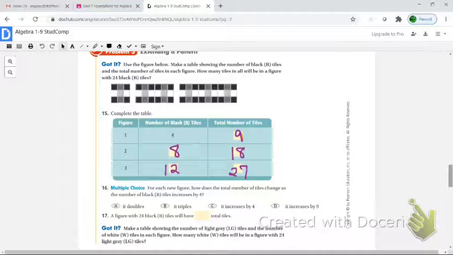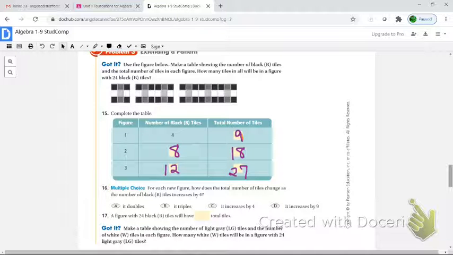Okay, for number 16, it says, for each new figure, how does the total number of tiles change as the number of black tiles increases by 4? Well, the total number of tiles is multiplying by, what's it multiplying by?